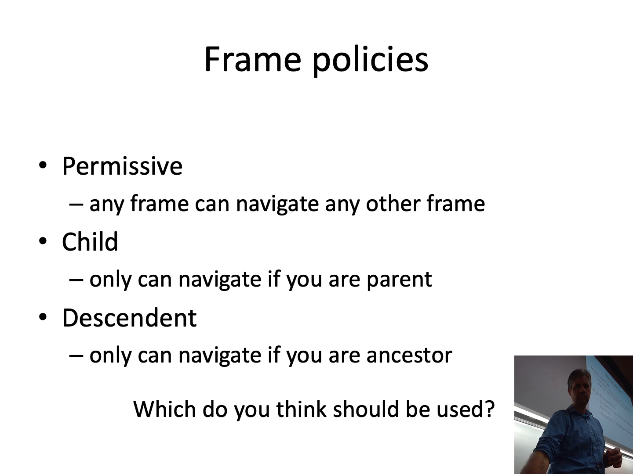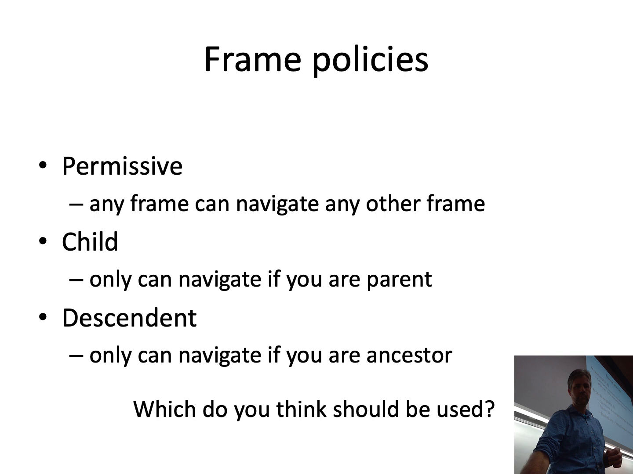So some other policies are child. This says that if you're the parent of a frame, you can cause the child frame to do something, and that's the only relationship that allows you to navigate another frame. If there's a subframe inside the child, you can't control that. Descendant says that if there's a frame, you can cause that frame to do something, as well as any frames embedded inside of that. So it's a transitive relationship there.